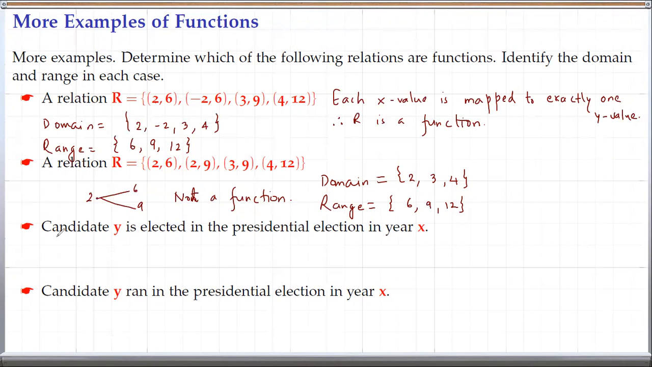Now let's look at the next example. Candidate Y is elected in presidential election in the year X. So here we have year, and here we have elected candidate. So these are the two sets we are talking about. So for any particular year, we have just one candidate being elected. So one X value is being mapped to only one Y value. That means this is a function.